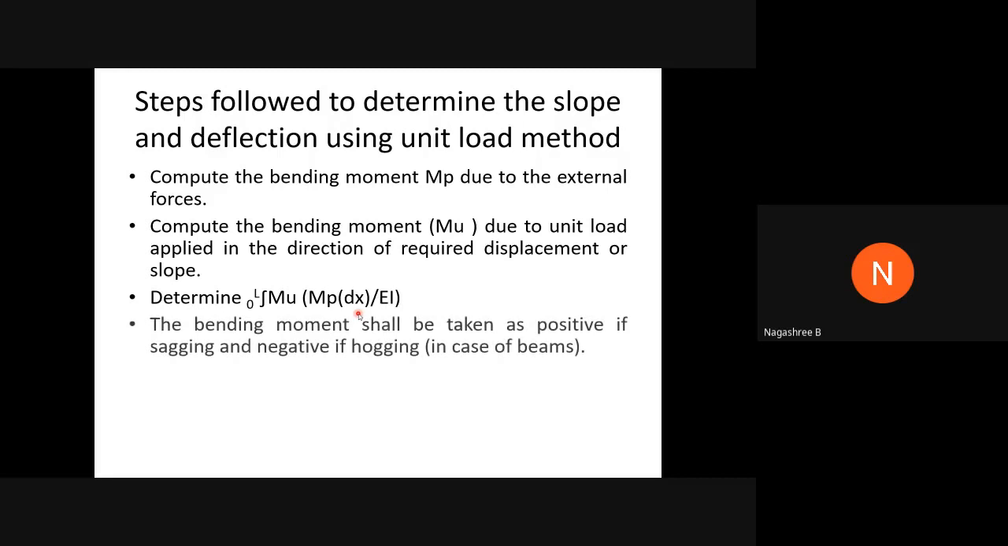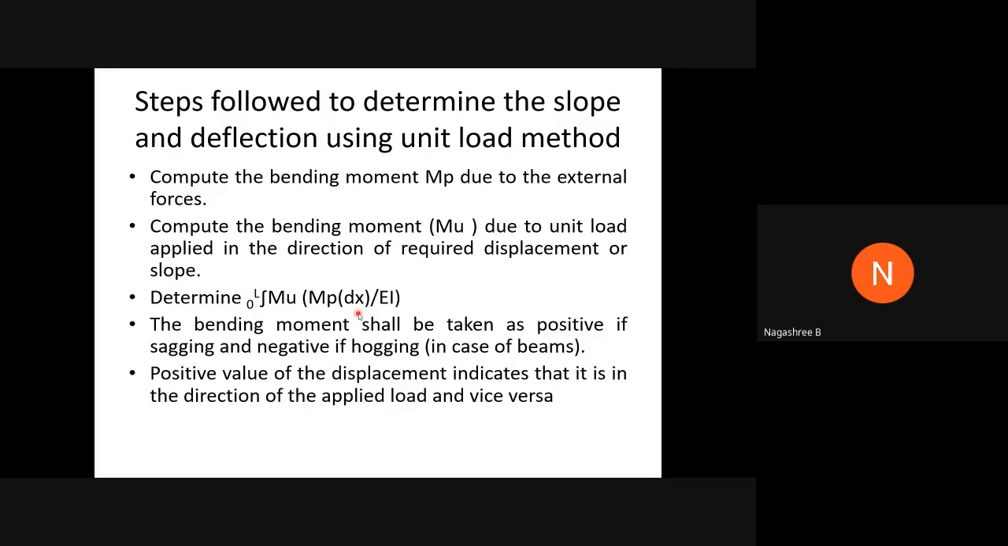Next, the bending moment shall be taken as positive if it is sagging, and negative if it is hogging. As in the case of beams, the bending moment is taken as a positive value if it is a sagging moment, and if it is hogging, it will be taken as a negative value. The last thing is that the positive value of this integral part represents the deflection.